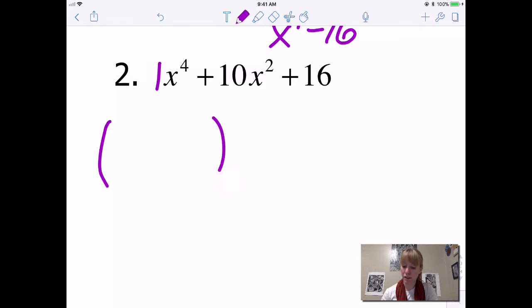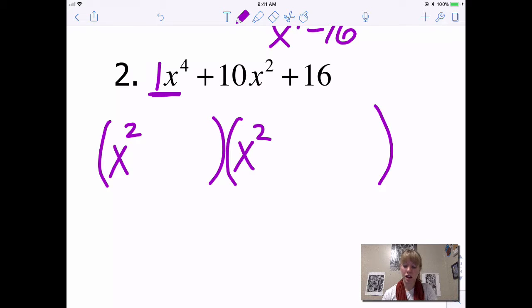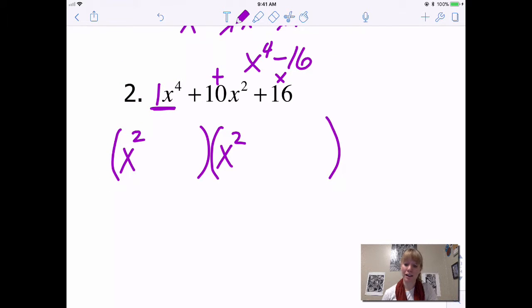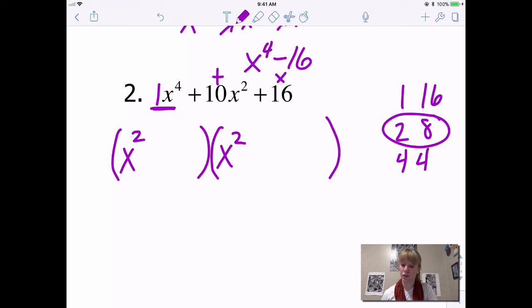So I'm going to set up two parentheses. The first term has to multiply to x to the 4th. So I'm going to put an x squared and an x squared. And then I need two numbers that add to 10 and multiply to 16. So factors of 16 are 1 and 16, 2 and 8, 4 and 4, but I think 2 and 8 are going to be our correct choices. So I'll do plus 2 and plus 8.